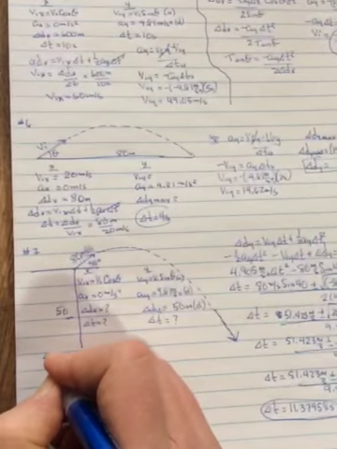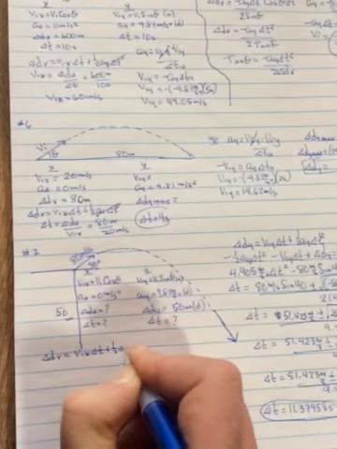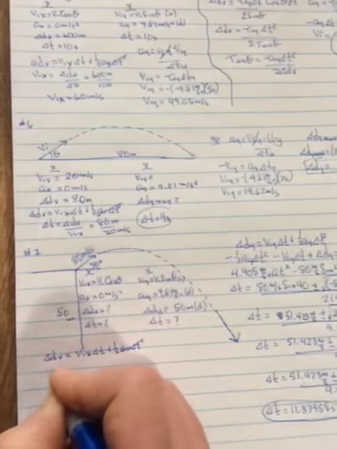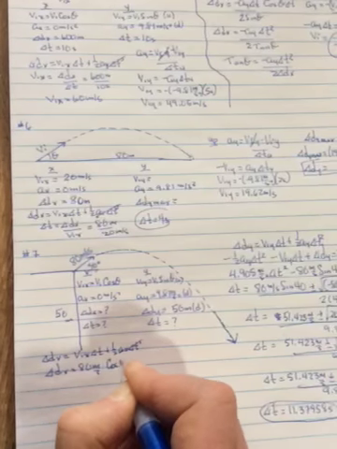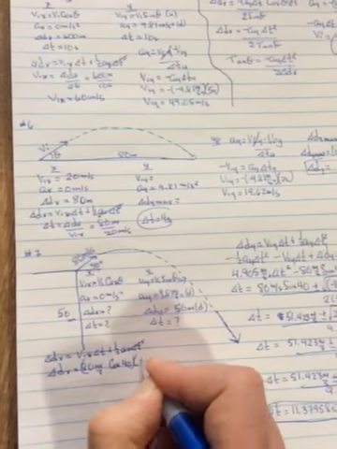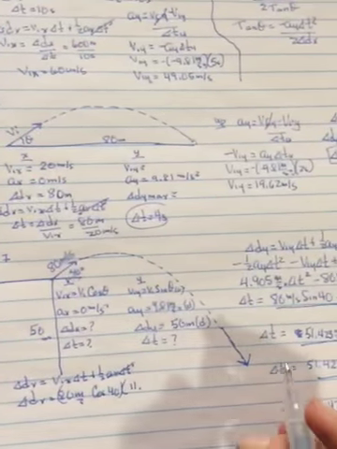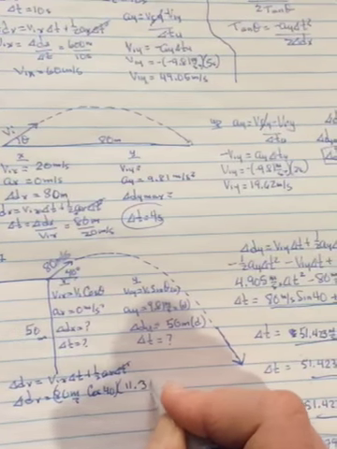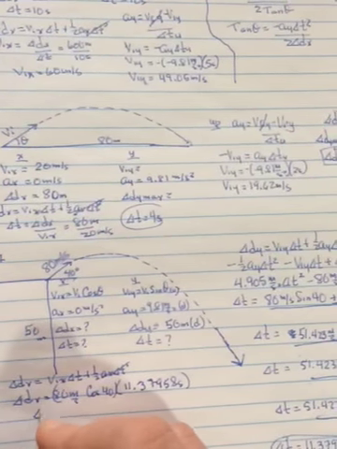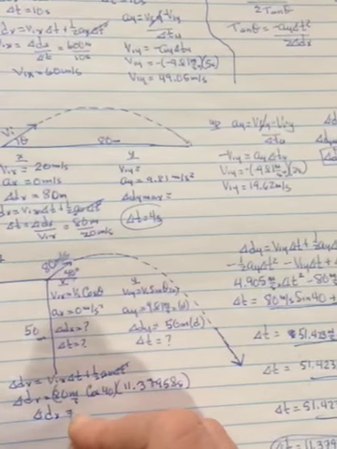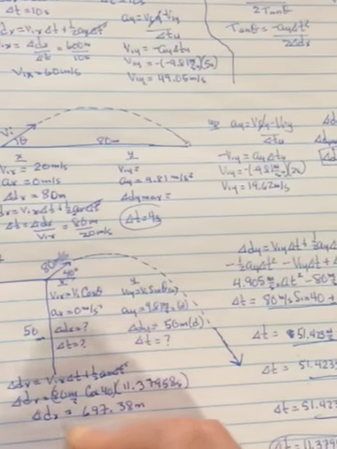We can find our delta dx. Delta dx is equal to Vix delta t plus 1/2 ax delta t squared. This goes to 0. So delta dx is equal to 80 meters per second cos of 40, and then you're going to multiply that by your 11.37958 seconds that you just found. Of course, you have all the digits in your calculator. And so you end up getting, I think it's 697.38 or something like that meters.